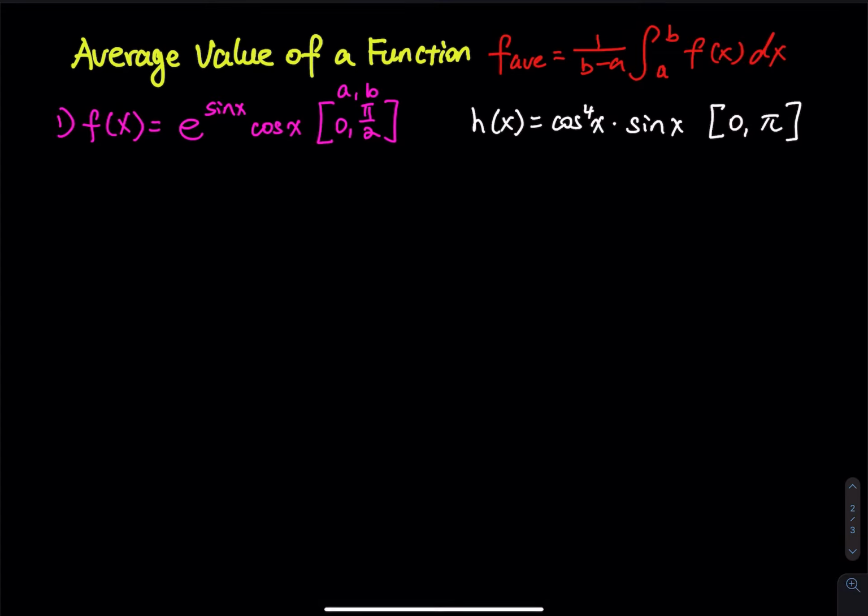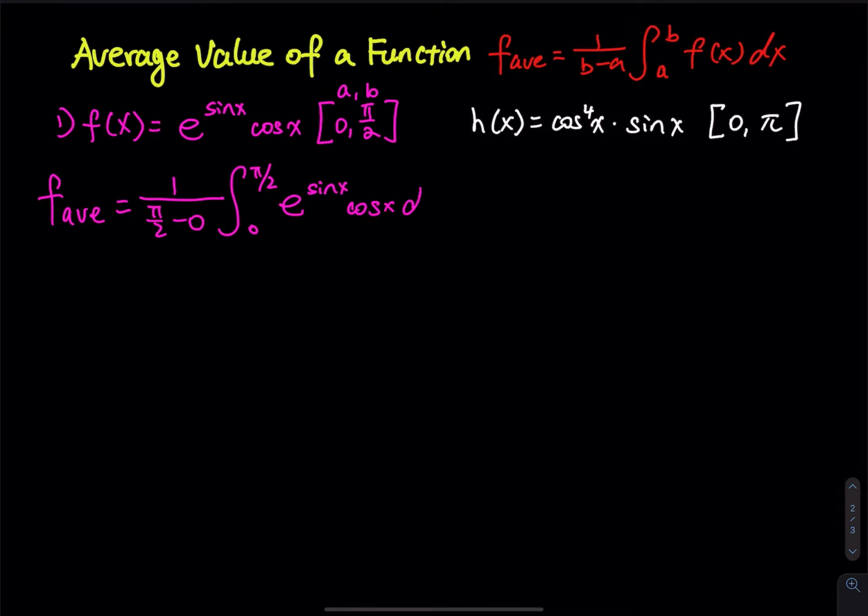So according to the formula in red, the average value equals 1 divided by b minus a, pi over 2 minus 0, and then the integral from 0 to pi over 2 of e to the sine x times cosine x dx, right? So that is equal to 1 divided by pi over 2. Let's just get to the integration.